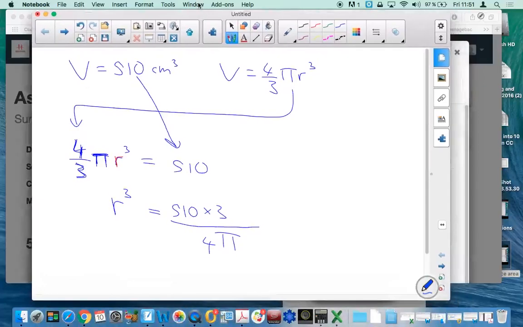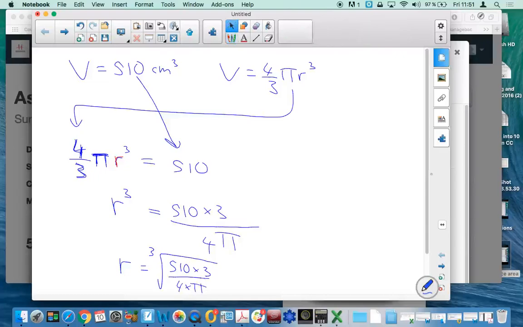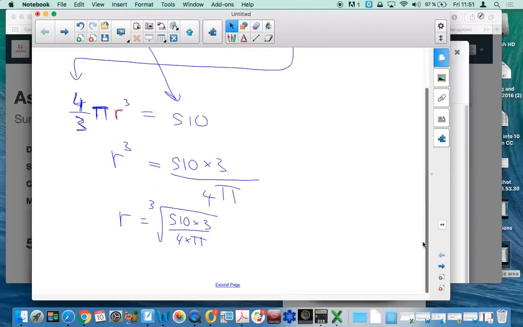And now, to get the radius, you have to do the cube root of this whole calculation. Now, usually you don't have a cube root button on your calculator, so I'm going to show you how to do this on your calculator. That working there is enough to get you almost most of the marks in that question. You're going to get the final marks by doing it in the calculator.